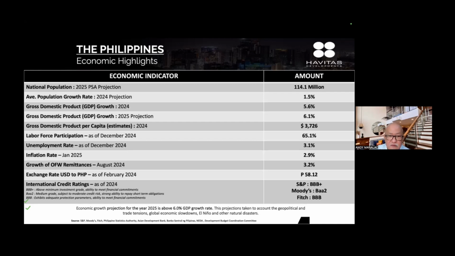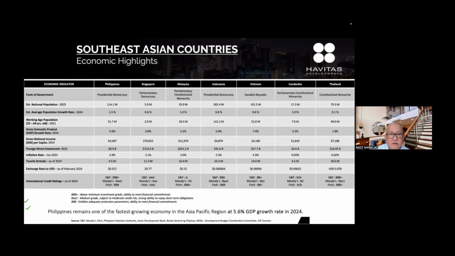GDP growth has been very, very stable. And the point here is that you have to find out where the regional GDP growth is moving. This is the reason why the developers are following that. Remittances have been very stable. Credit rating is very good. Unemployment rate is lowest in 21 years. Okay, and if you compare this, well, you can also screenshot this one. This also shows our edge over our neighboring countries.